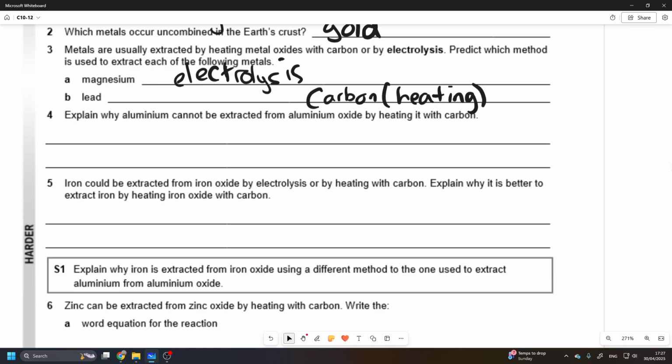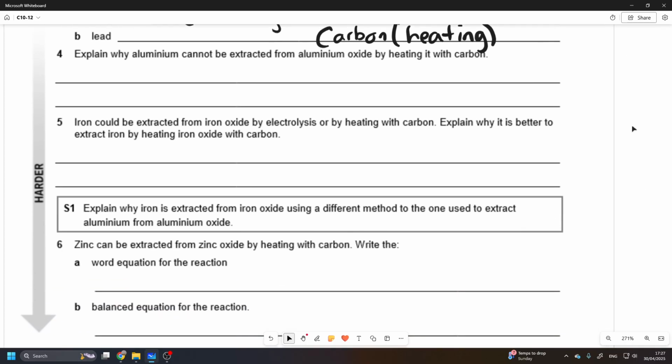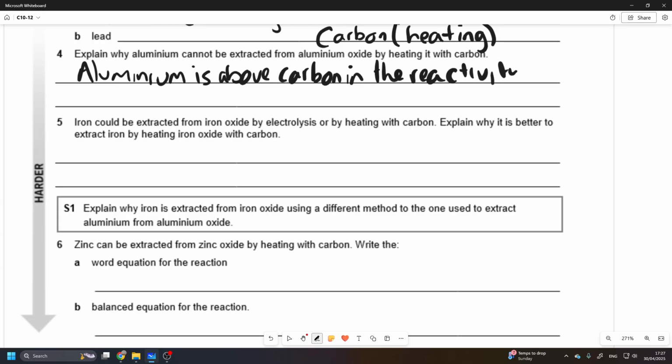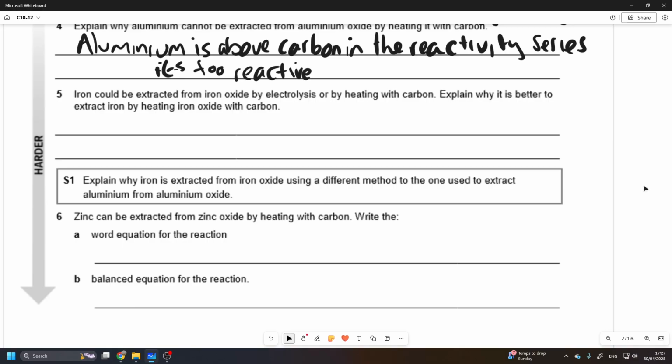Okay, now explain why aluminium cannot be extracted from aluminium oxide by heating it with carbon. Aluminium is above carbon in the reactivity series. It's too reactive. Now we can use it there because, of course, it's directly linked to something you spoke about earlier. So you've said aluminium is above carbon, it's too reactive. That suggests you're talking about aluminium, okay? You can't just start with it because you need to say what you're specifically talking about.